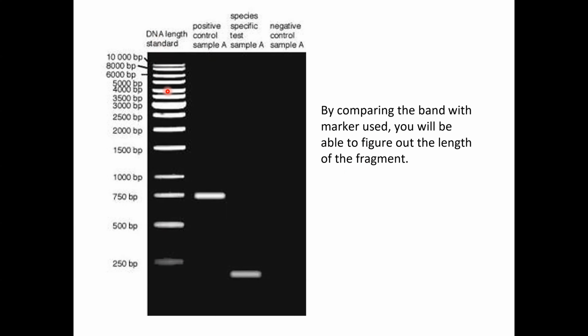This is the standard DNA length. So we have here positive sample A, positive sample B. Let's say that one. As I mentioned, this is the tracking point. The first should be at least the tracking point. So this is 10,000 base pair, 8,000 base pair. So you can see here the measurement.